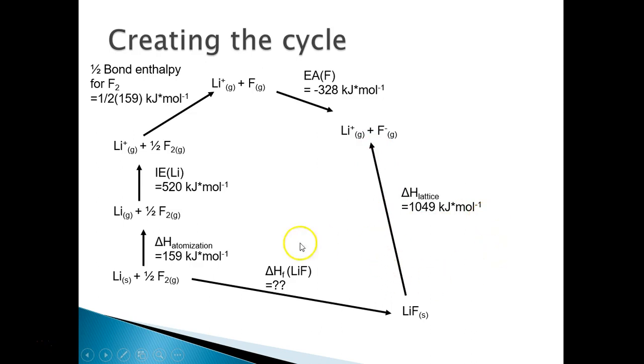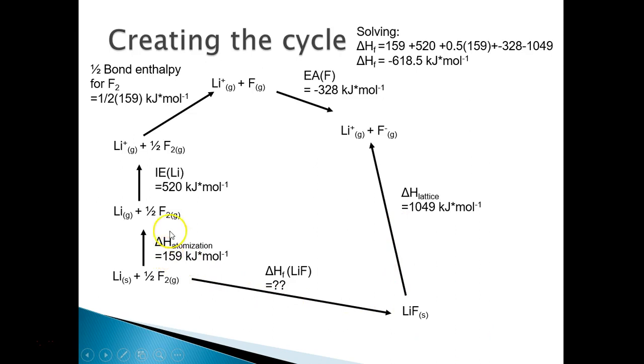So, if we want to solve for this quantity, we're going to go all the way around this way. If we go with the arrow, we add the value. If we go against the arrow, we subtract it. So we take 159 plus 520 plus 1/2 times 159 minus 328, or plus negative 328 minus 1049, and we get negative 618.5 kilojoules per mole.